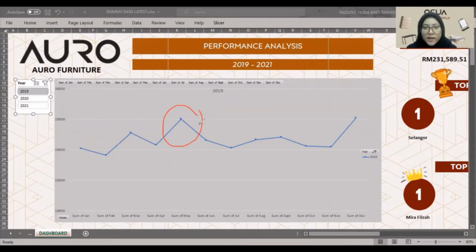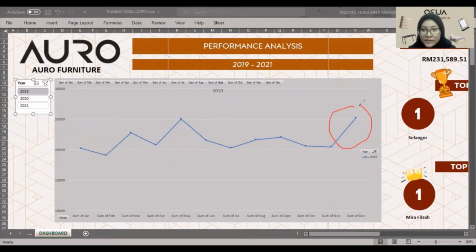The increase in sales in May is due to the Eid celebration celebrated by Muslim citizens in Malaysia. Because of the festival, customers buy new home furnishings in order to celebrate. And also there is an increase in sales for December.